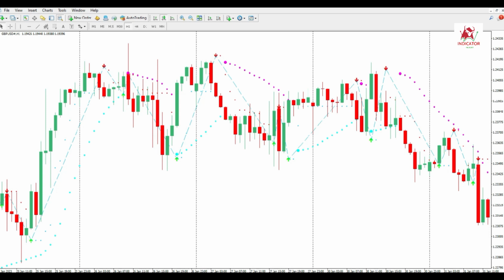A lime green upward arrow will appear at the support level and an aqua colored dot will be created at the bottom of the bar or candle. Take your long trade after you see this setup. The stop will be 15 pips and the take profit is 30 pips.